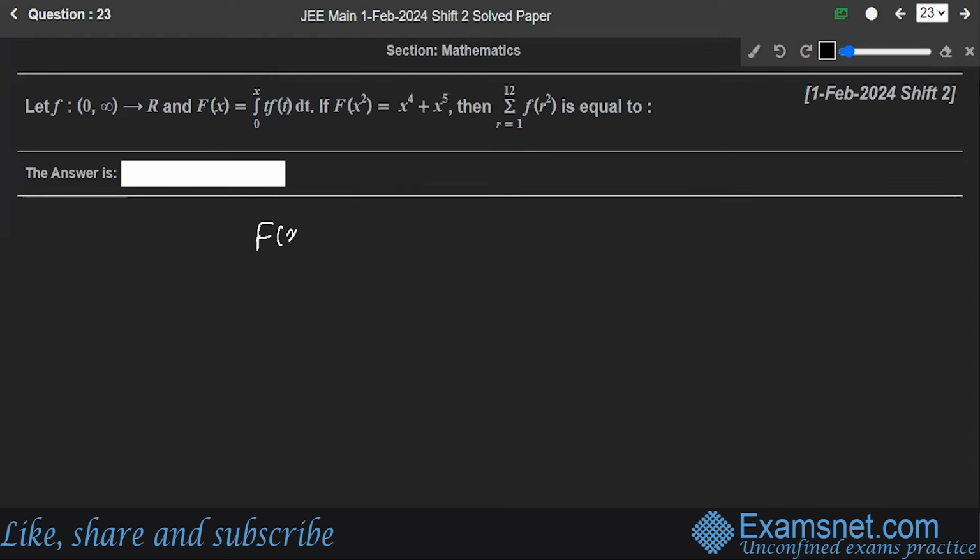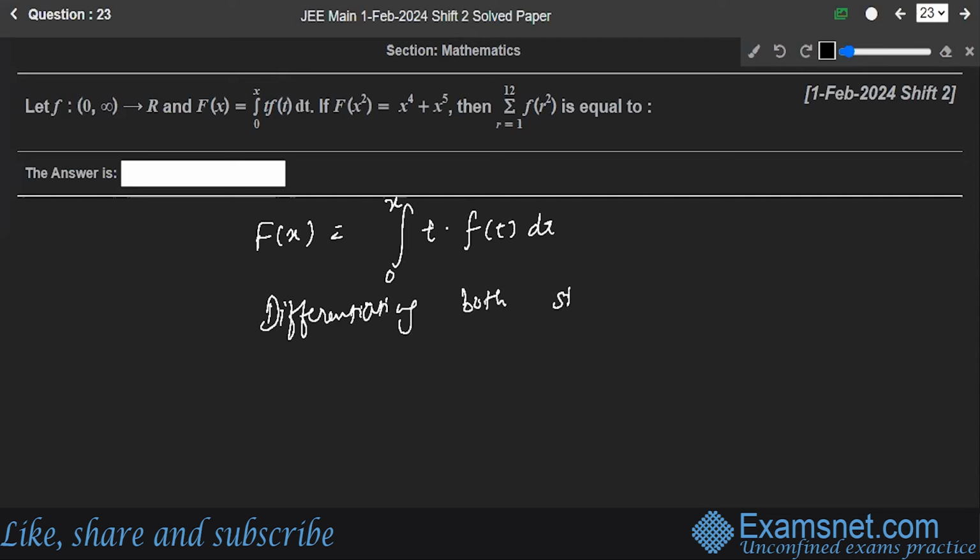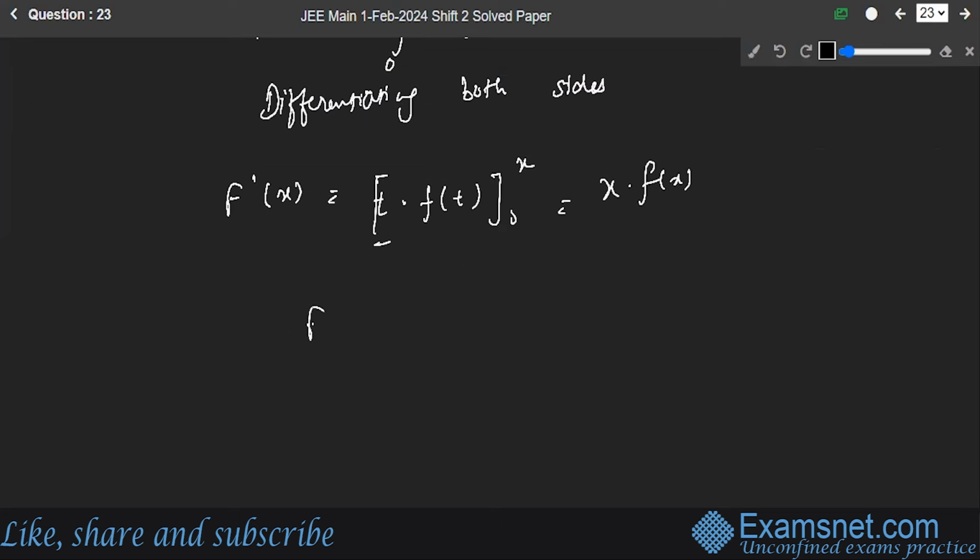I'll start from f(x). You have f(x) as the integral from 0 to x of t f(t) dt. Taking derivative on both sides, differentiating both sides, you have f dash x is equal to, this will be given by t, let's put in the limits also, t f(t) with limits 0 to x, so this will be equal to x into f(x) minus 0. So your f dash x is equal to x into f(x). Let's say this is 1.